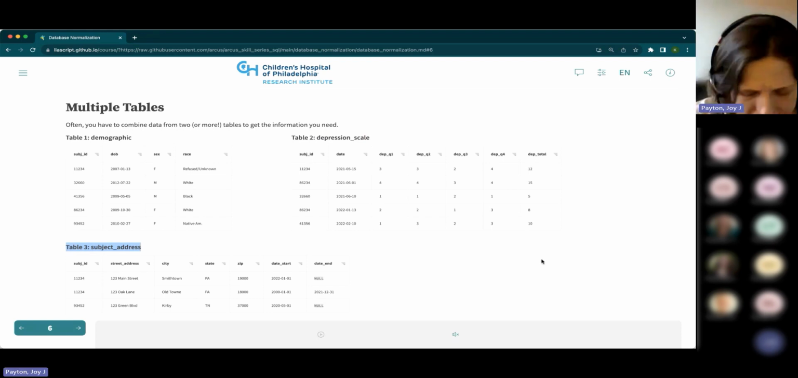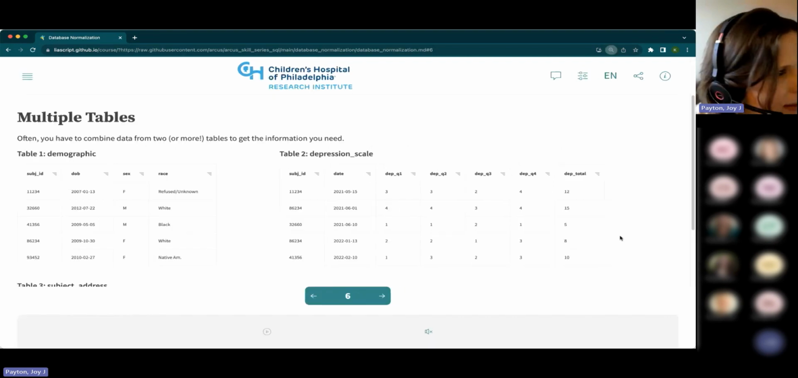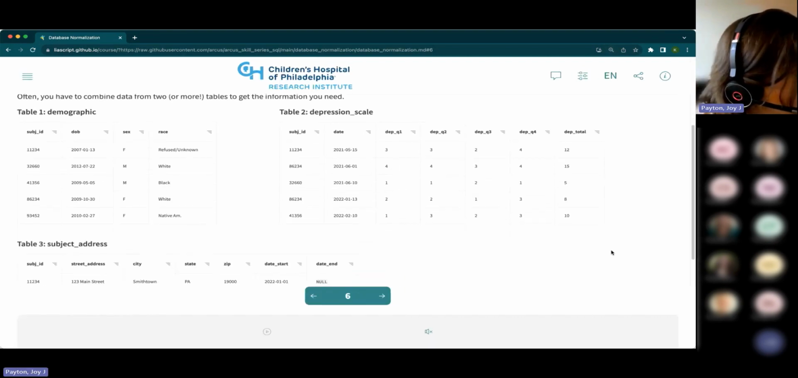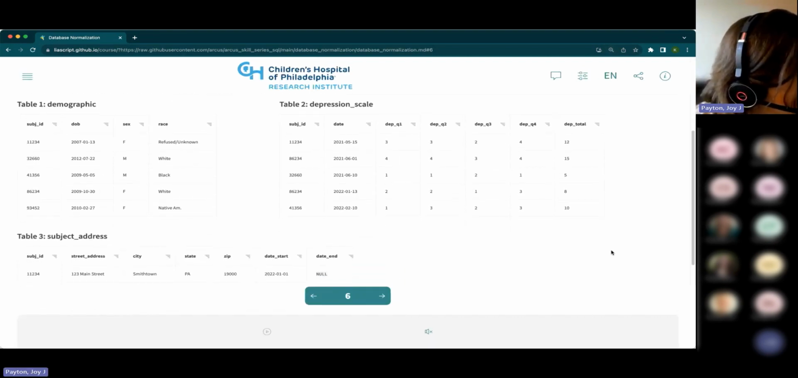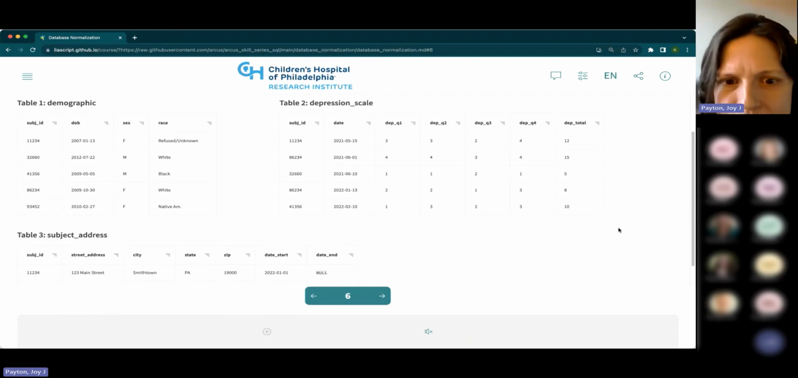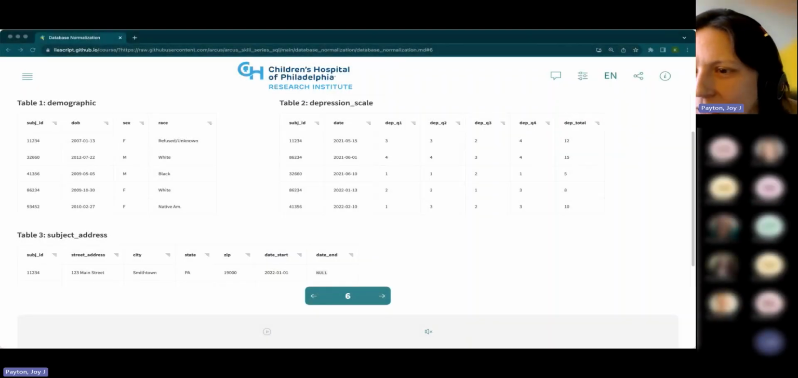Let me zoom in a little bit and scroll down. Maybe that'll make it a little bit easier for you to see these column headers. What columns would you be interested in looking at in each of these tables? And when you have an idea of what you think you would want to look at, just share that in chat. Great. I'm in agreement with what a lot of people are typing in: subject ID, depression total, depression underscore total, and zip.